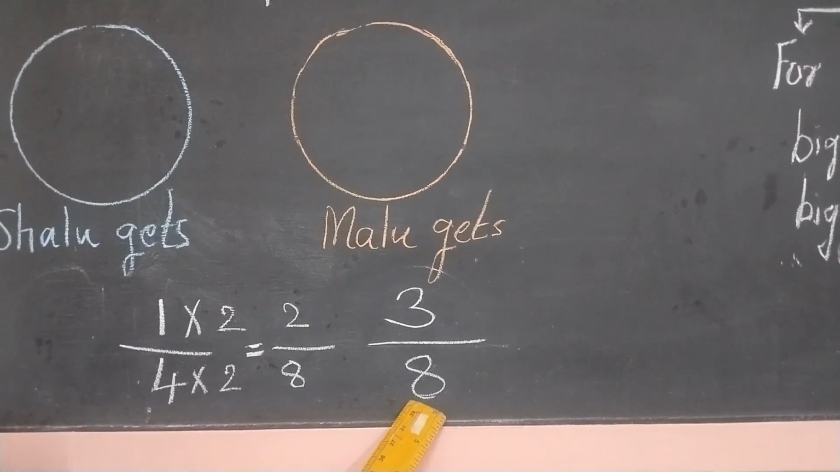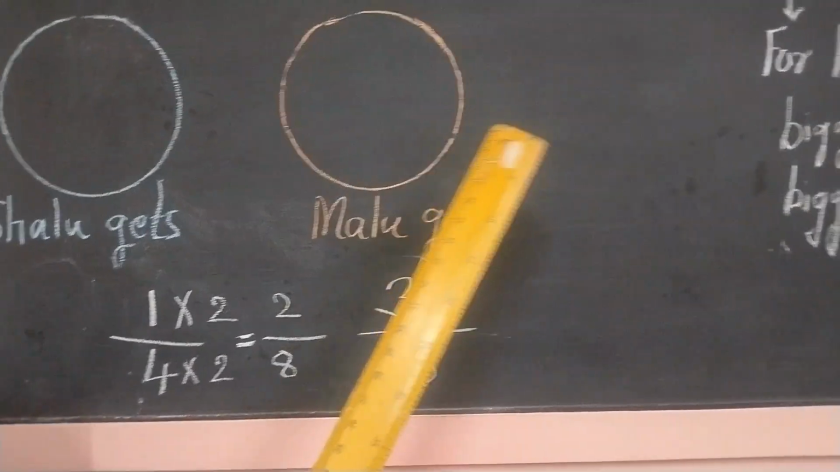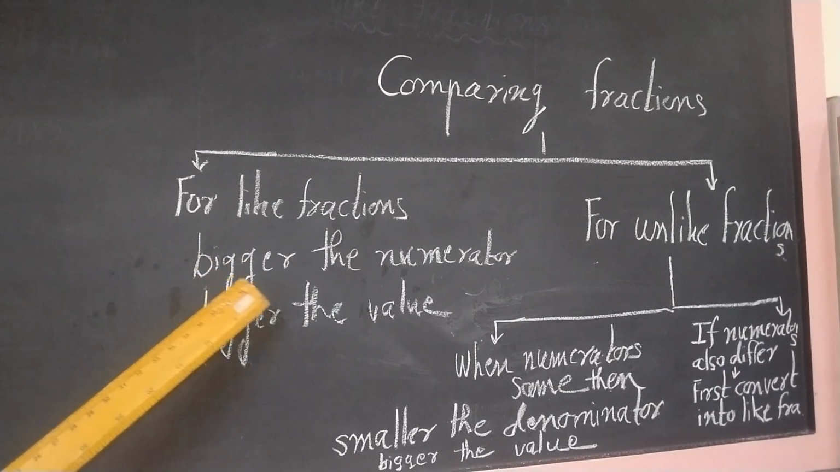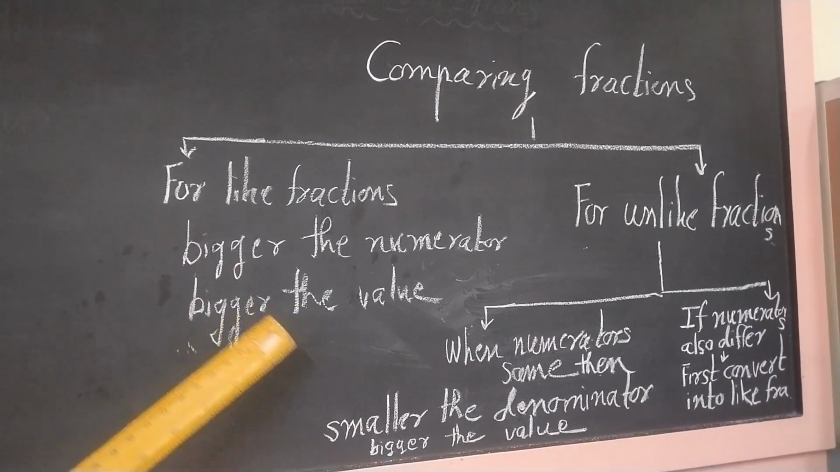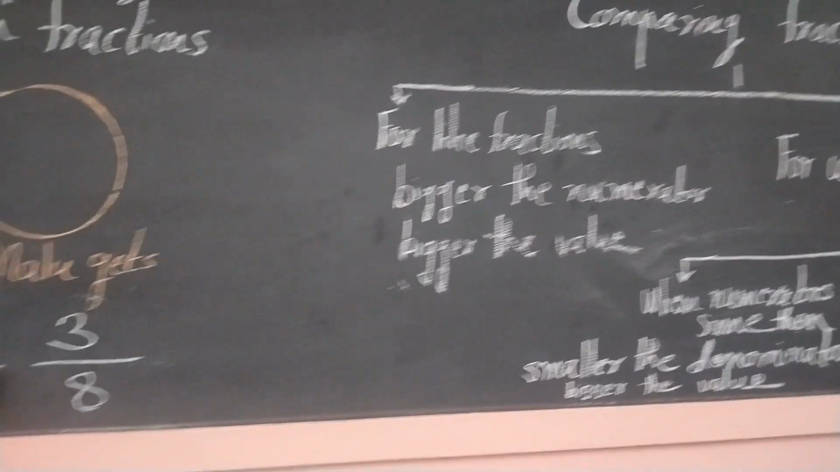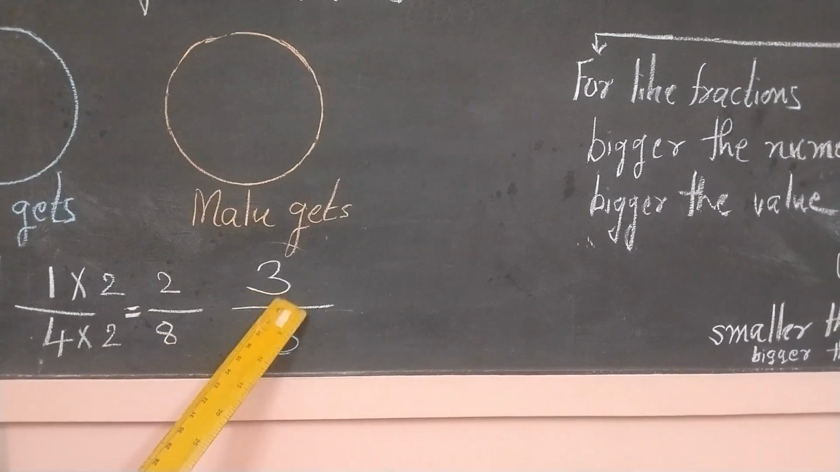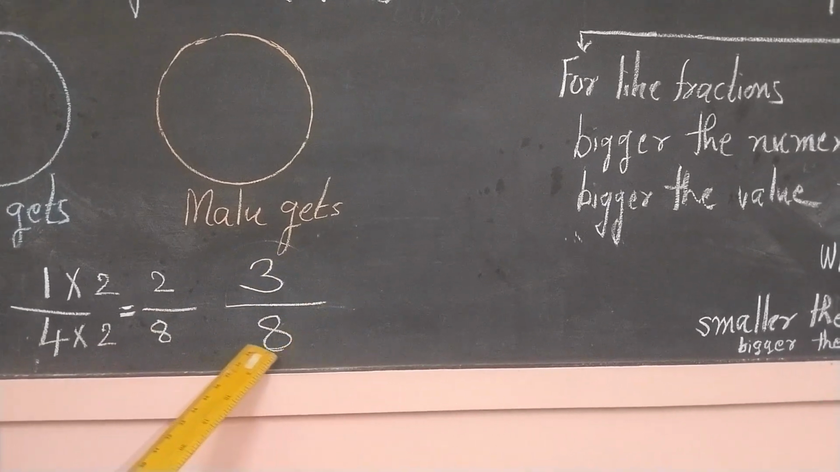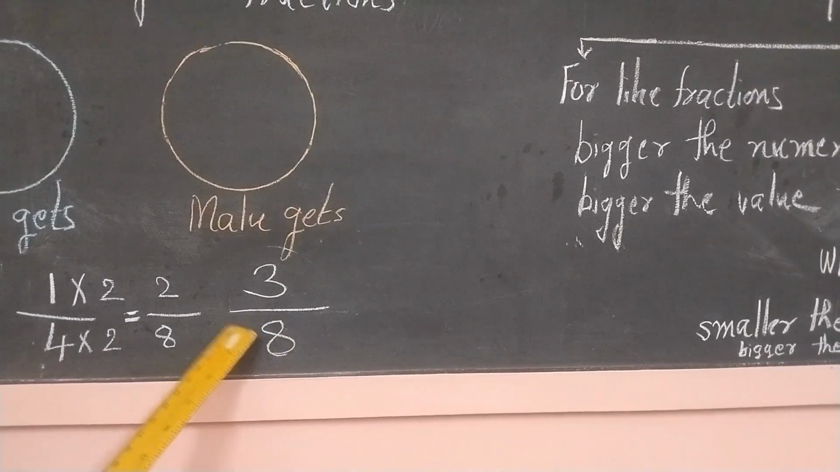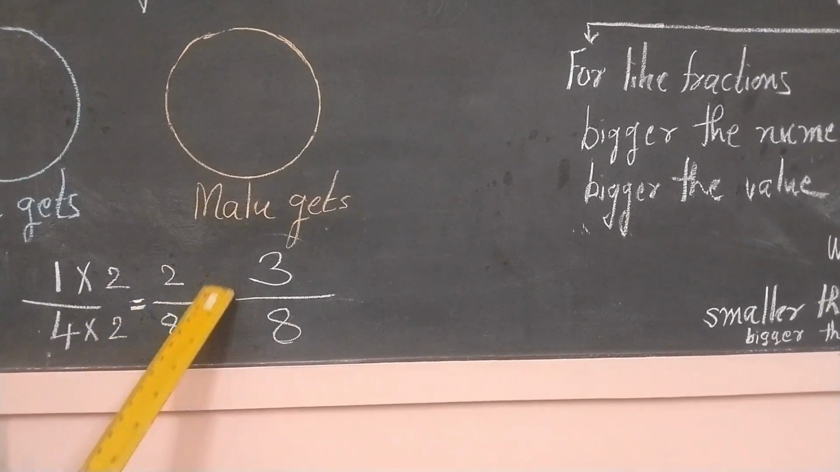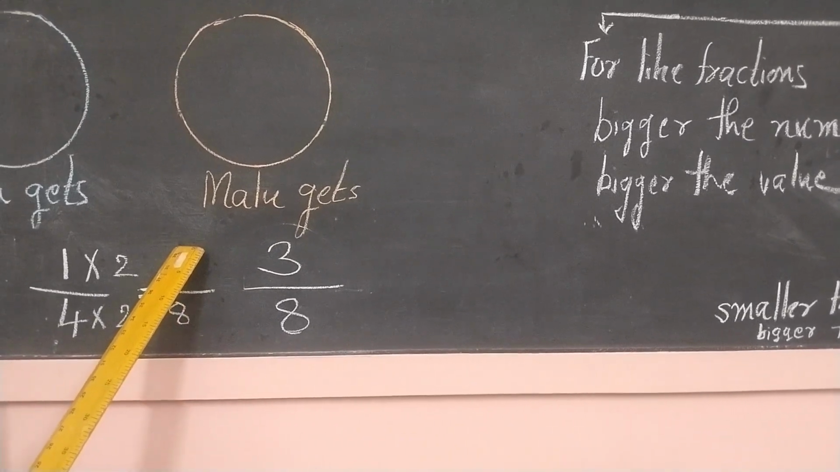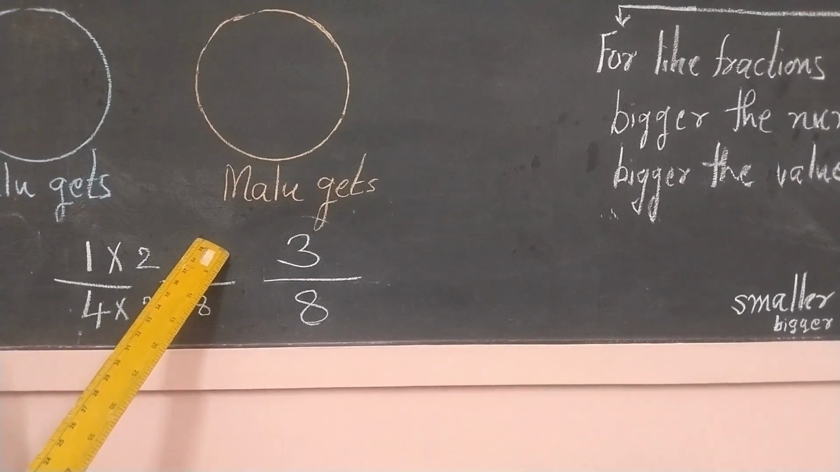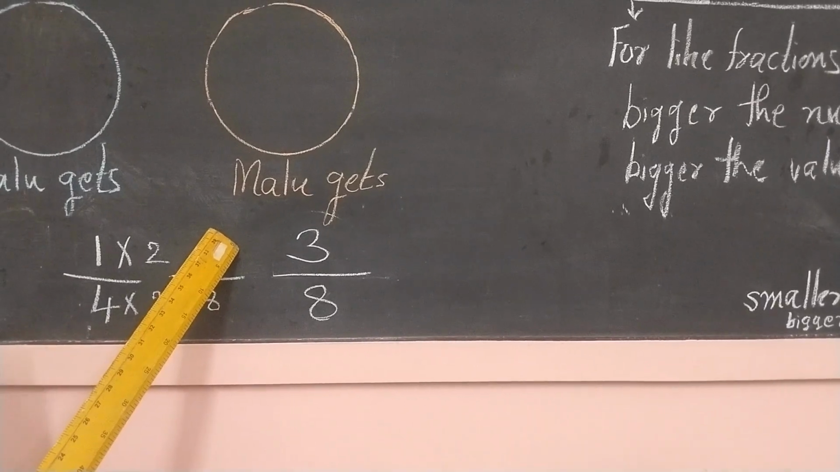Now this one and this one become like fractions, and hence we can apply this rule which is made for like fractions. Bigger the numerator, bigger the value. Here, the numerator, this one is bigger than this, and hence this one is bigger than this fraction. Am I right, Nani? Oh, wonderful! You have given me the correct answer. So put the sign now in between them.